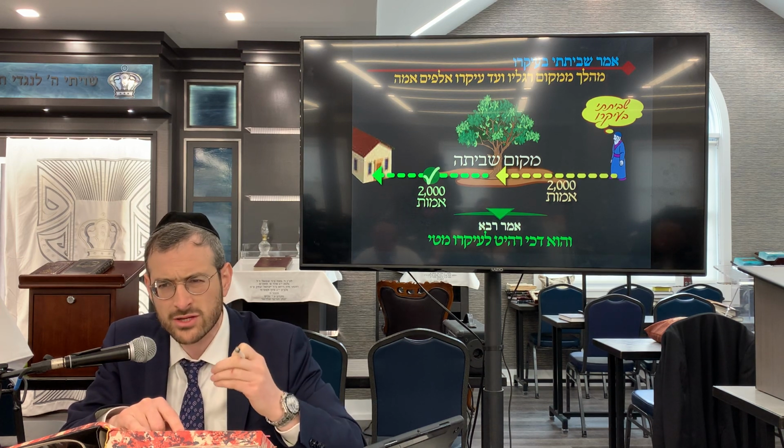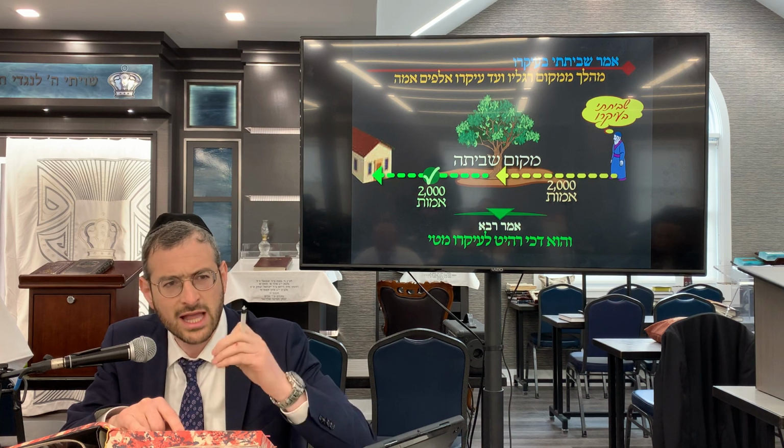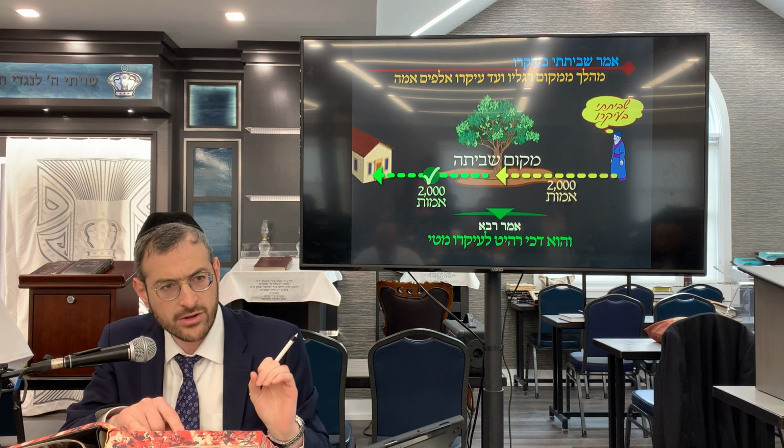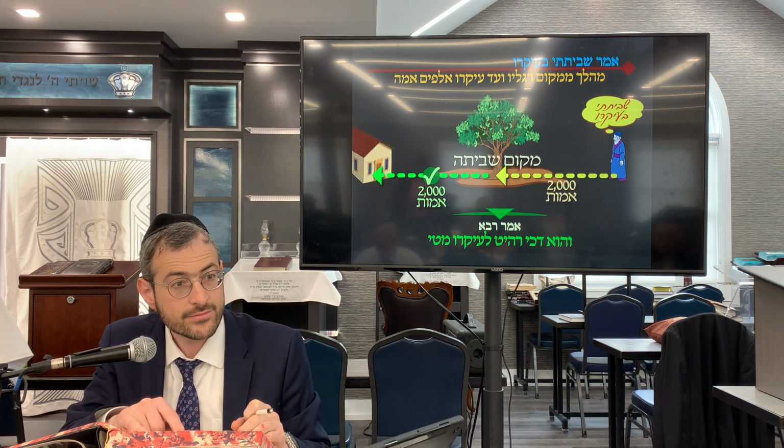So again, different ways of answering the question, but the idea is still that Rava holds you have to be able to get there. If you ran, you'd be able to get there, then that could be your Eruv, even though you're not running.